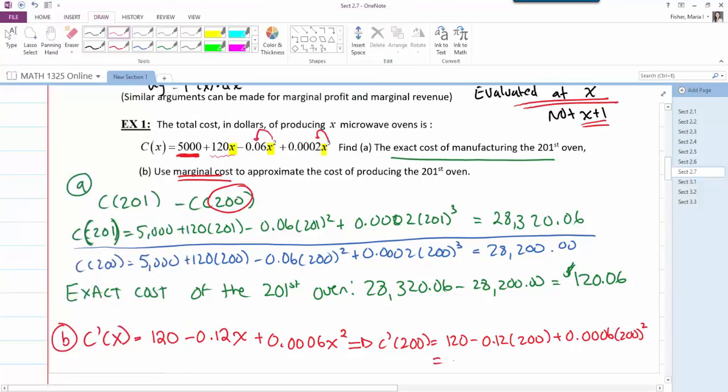So the marginal cost is 120, pretty close to the exact cost. So the marginal cost gives me a good approximation as to how much it would cost me if I produced just one more microwave oven.